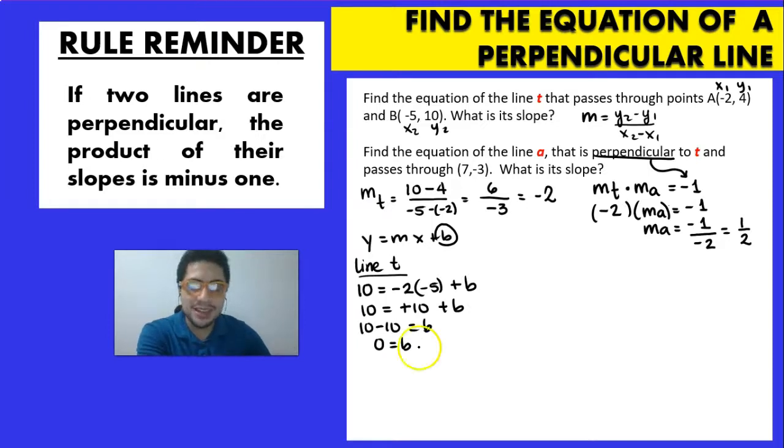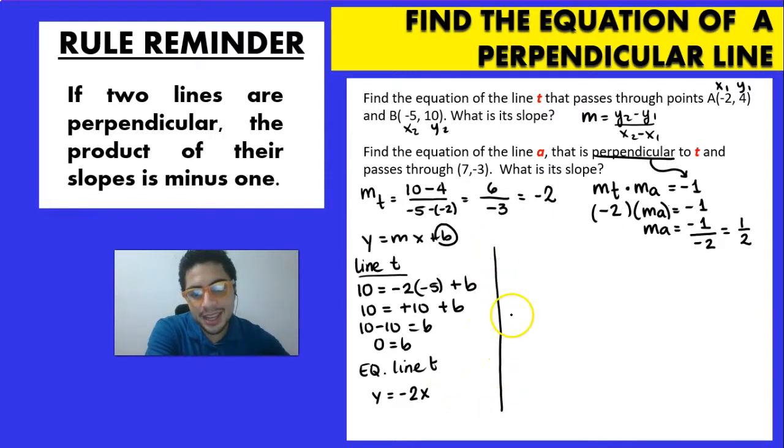So because of that, the equation of line T is y equal to the slope, which is -2x, plus 0, because the value of b is 0. In this case, because it's 0, we're not going to write it.